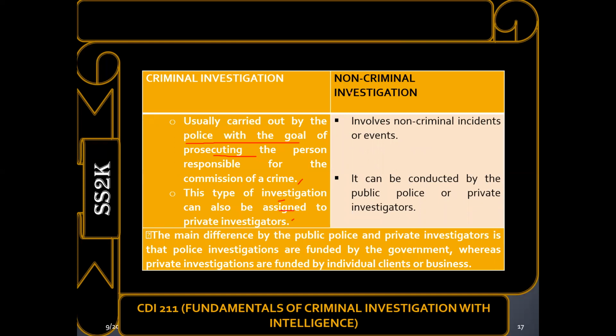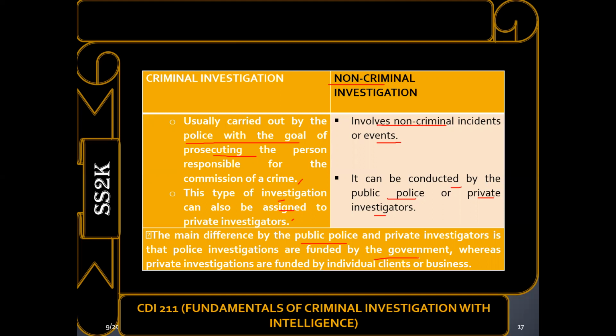While non-criminal investigation, from the word non-criminal, hindi po tungkol sa krimen, hindi po tungkol sa crime, hindi po tungkol sa criminal. Yan. So non-criminal. So it involves non-criminal incidents or events. Like for example, you are conducting an investigation for you to discover a new theory. That is a non-criminal investigation. No, it is conducted by both public police or private investigators. The main difference of public police and private investigators is that police investigators are funded by the government. They are the law enforcement agencies which are funded by the government. While private investigations are funded by individual clients or businesses tulad ng bangko, gano'n, no?